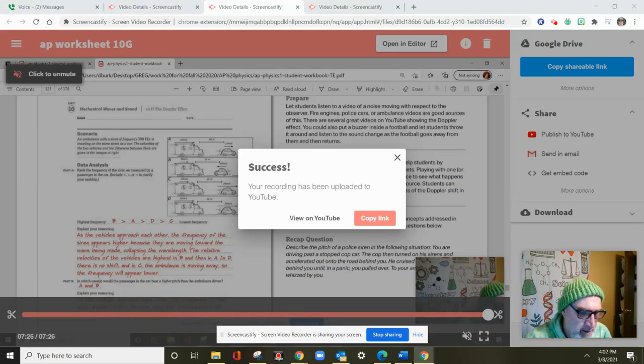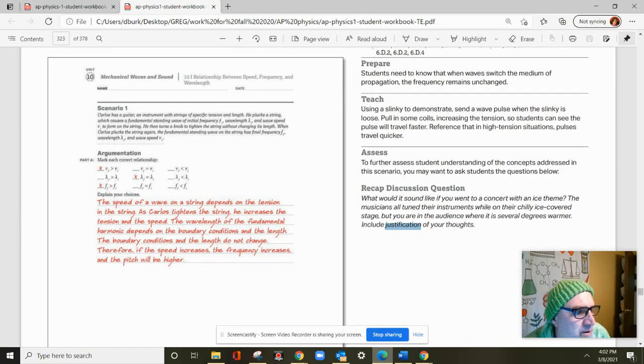Hello, it's me again. Now we're on 10I, relationship between speed, frequency, and wavelength. Carlos has a guitar, an instrument with strings of specific tension and length. He plucks a string, which causes a fundamental standing wave of initial frequency f, wavelength, and the wave speed forming the string. He then turns a knob to tighten the string without changing its length. When Carlos plucks the string again, the fundamental standing wave has a final frequency, wavelength, and a wave speed. Mark each.